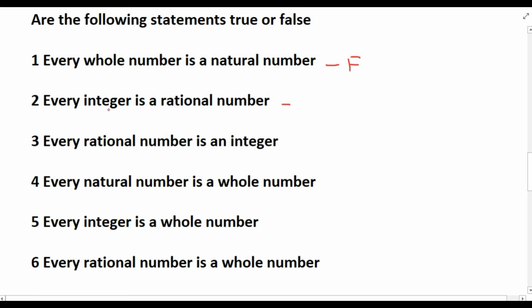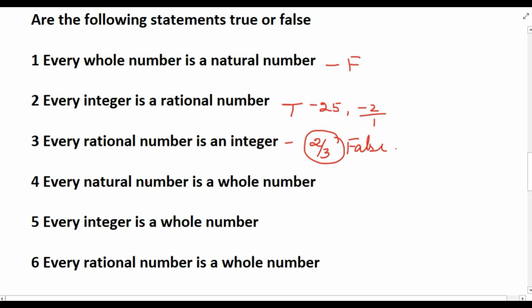Now the second one: every integer is a rational number. Of course, every integer is a rational number. I have told you, minus 25, or take any number, minus 2, it can be written in the form of a rational number p by q. So this statement is true. Third one, every rational number is an integer. Is every rational number an integer? See, 2 by 3, is this an integer? No. Integers are either numbers with a minus sign, 0, or positive numbers. So the statement that every rational number is an integer is false.